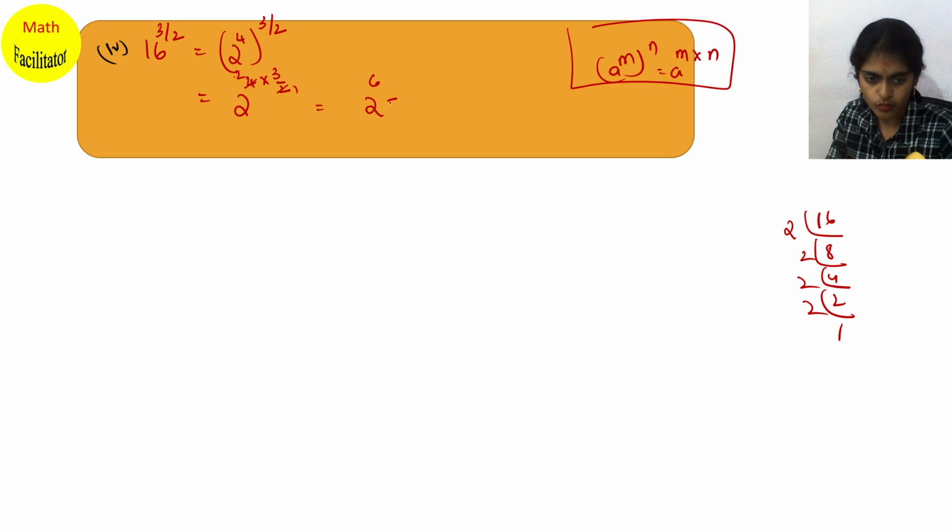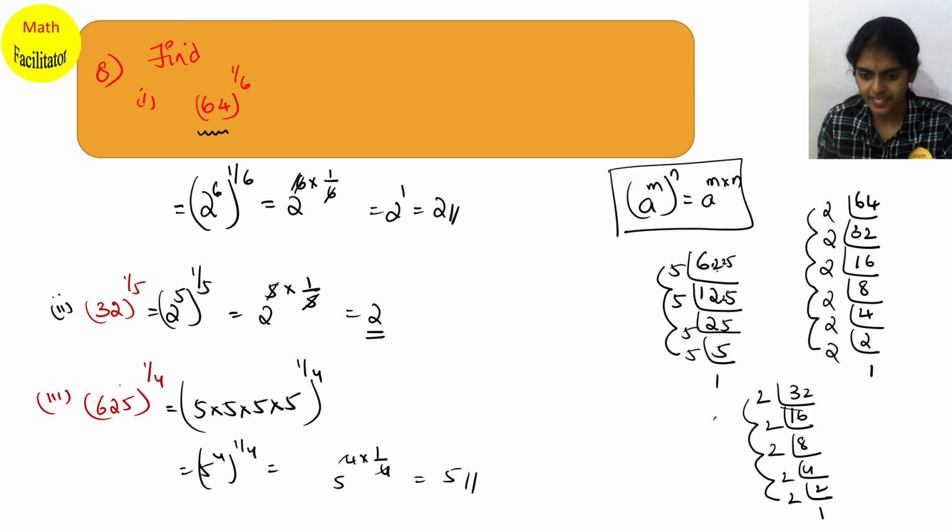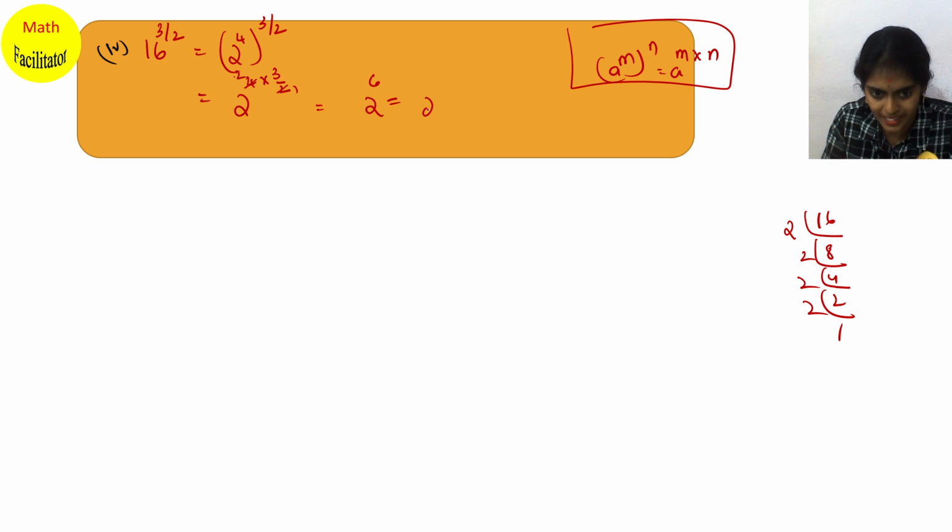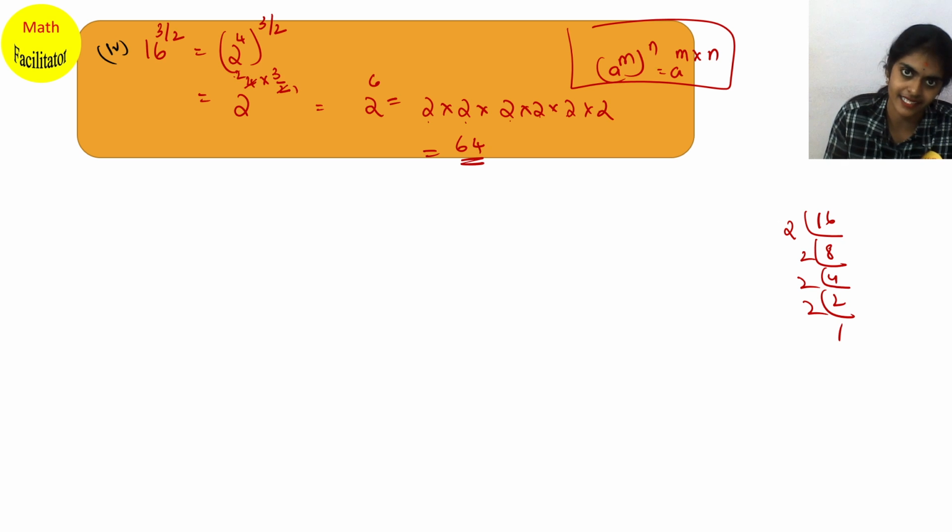2 power 6 is what? 2 power 6 is nothing but, see here, 64. You expressed 64 as 2 power 6. So 2 power 6 can I write as 64? It is nothing but 2 into 2 into 2 into 2 into 2 into 2, 6 times: 1, 2, 3, 4, 5, 6 times. So if you multiply, you will get 64 as the answer. Clear with this? Now let's move on to the fifth bit.